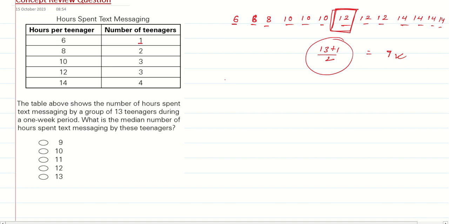Right? So we have 13 terms. How to get the middle term? The first term plus the last term divided by 2, I'll get the middle term. Why am I doing it? Because the first, second, third, fourth are all consecutive terms. So the seventh term will be my median, the middle term. So my answer is 12.